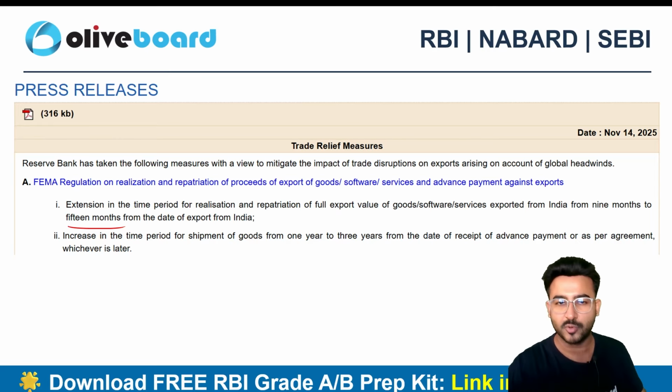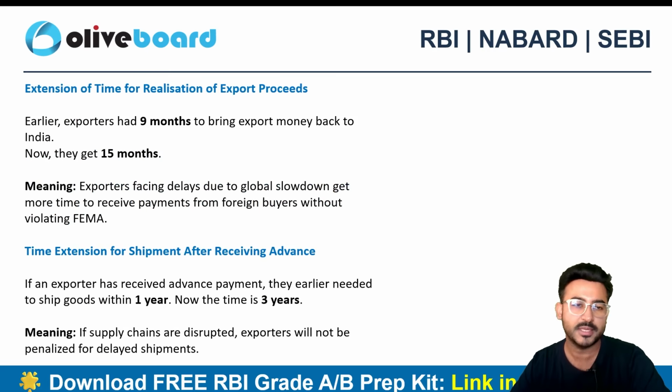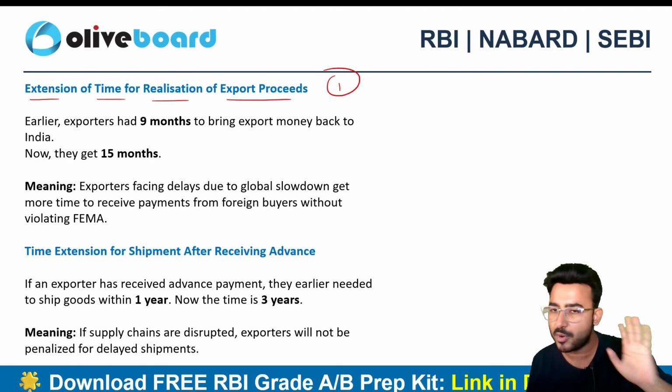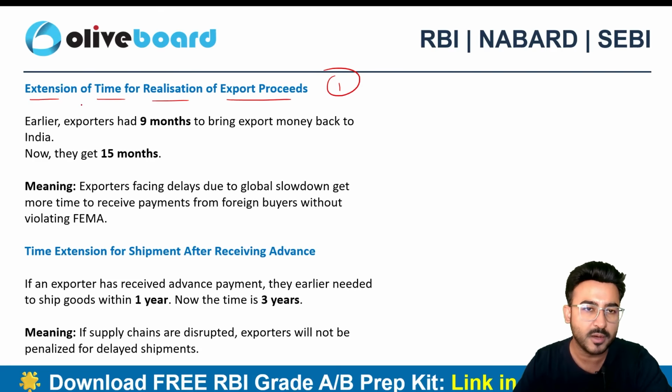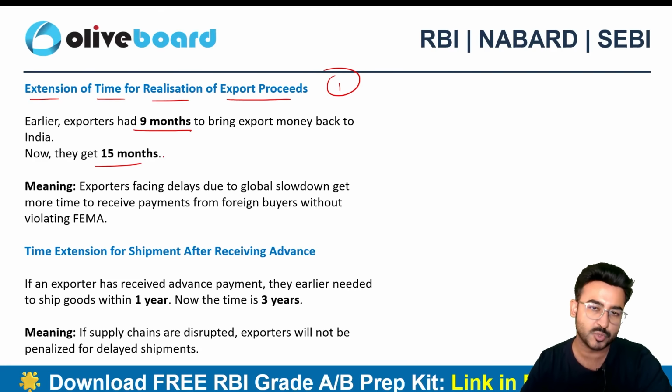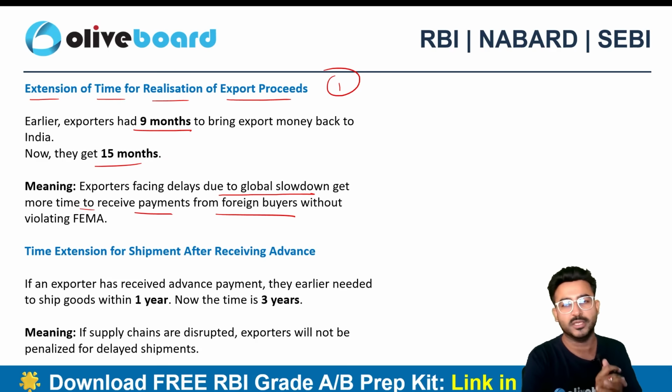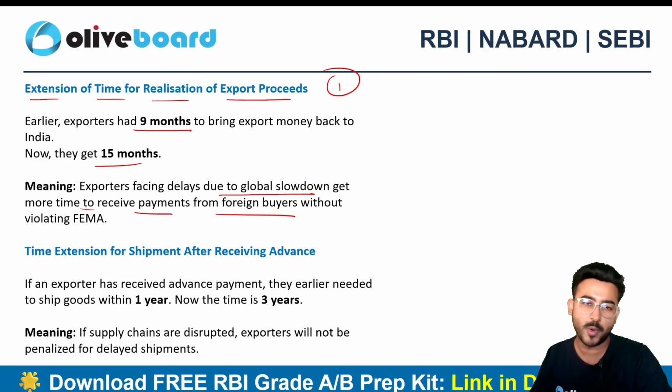So again, they are going to get considerable relaxation in this particular area. So this is regarding the extension of time for realization of export proceeds. This is relief number 1. Earlier it was 9 months, now it has become 15 months. Because exporters are facing the global slowdown, they'll be getting more time to receive payments from foreign buyers without violating the FEMA regulations.